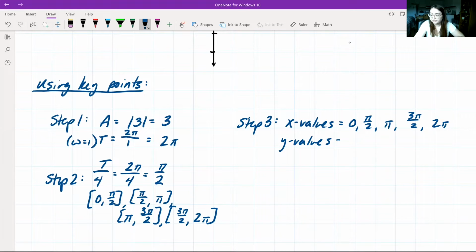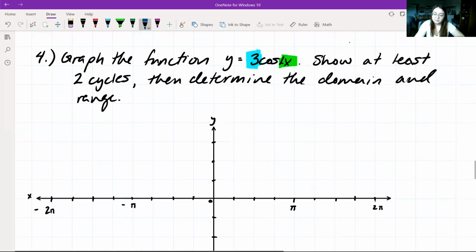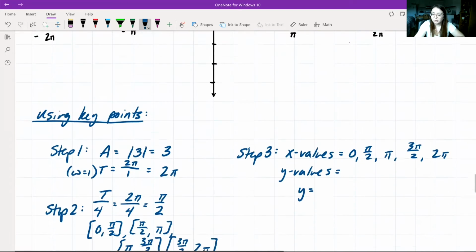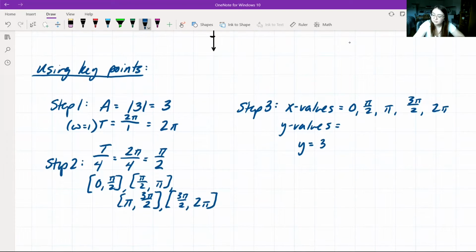So with our y values, we know our equation is y equals 3 cosine of x. So our first value will be 0. So we have y equals 3 times cosine of 0. So cosine of 0 we know is just 1, so this is just 3 times 1, which is 3. This means that our key point is going to be at (0, 3).